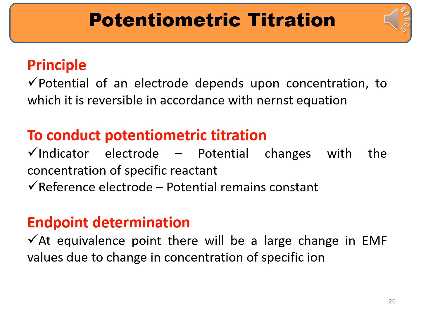To conduct a potentiometric titration, we require two electrodes. One is the indicator electrode, whose potential keeps on changing with the concentration of a specific reactant. The second one is the reference electrode, whose potential remains constant. In order to determine the end point of the titration, we note the change in electrode potential upon the addition of a titrant. At the end point, there will be a large change in the potential value in accordance with the large change in the concentration of the specific ion.